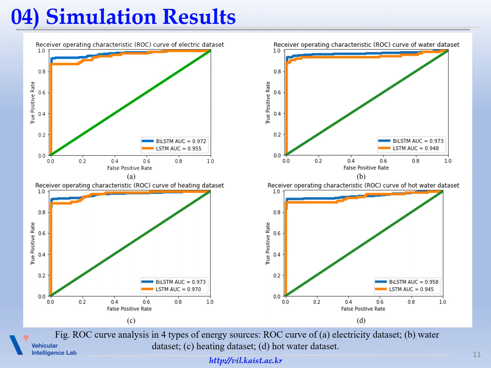The receiver operating characteristics, that is the ROC curve, is able to provide information on the overall performance of the classifier. As you can see in the figure, the Bi-LSTM autoencoder has a larger area under curve than the unidirectional LSTM autoencoder with four types of energy sources, that is electricity, water, heating, hot water. This demonstrates that the Bi-LSTM autoencoder achieves better performance in anomaly detection than the unidirectional LSTM autoencoder.